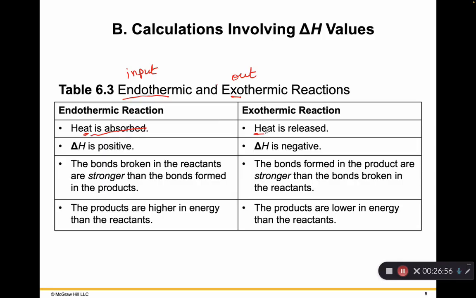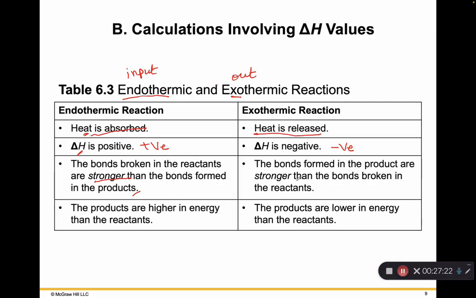Exothermic reaction, heat is released. On the sign of delta H, it will be positive for endothermic, negative for exothermic. During an endothermic reaction, the bonds broken in the reactants will be stronger than the bonds formed in the product. That's why it will be a positive number.